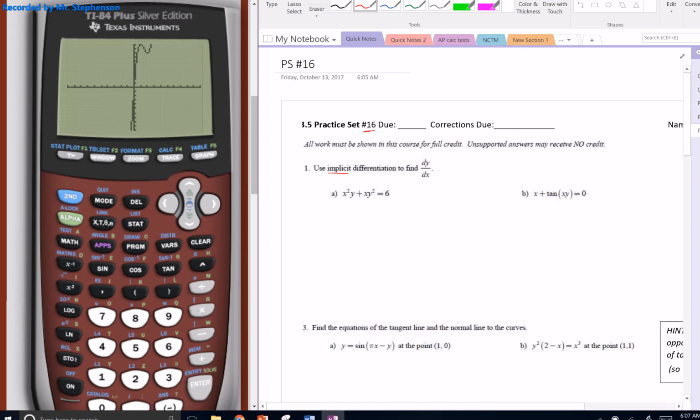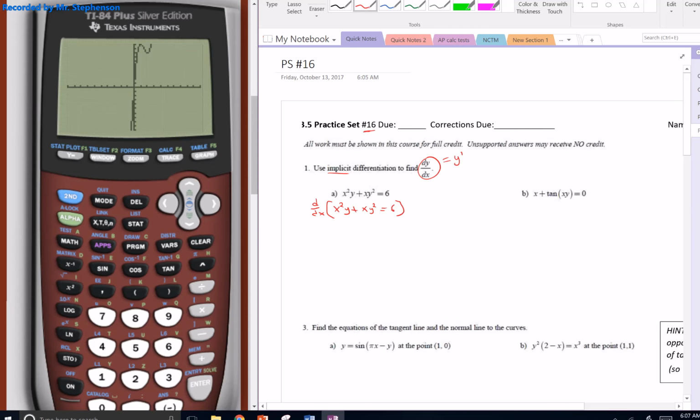Remember, implicit means that our x's and y's are all mixed together. We're trying to find dy/dx, which another word for dy/dx is y prime. So I will be interchanging between those two notations as we go. So what we're trying to do is take the derivative with respect to x of this function here. So we just go through and say, okay, let's take the derivative of this first piece.